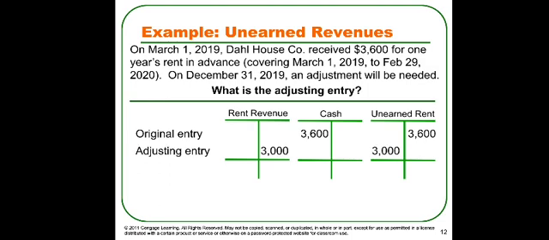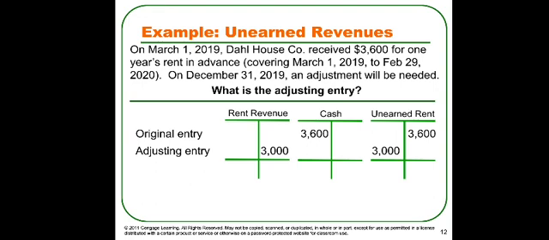What should you do at the end of the year? At the end of the year, you have to do an adjusting entry. So this 3,600 cash you receive from the person who rented your building is for 12 months. So every month it is $300 rent revenue, because 3,600 divided by 12 is 300. So every month it's supposed to be $300 rent revenue.